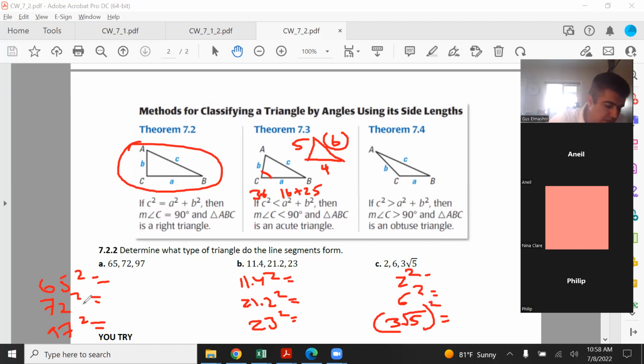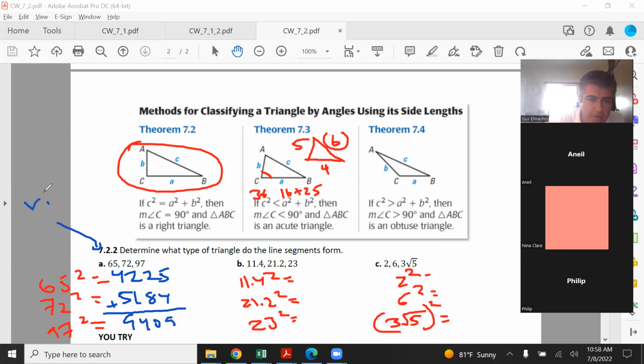Okay, so 65 squared, what do we got there? 42.25. 72 squared, what do we got? 51.84. 97 squared, what do we got? 94.09. Do those add up? And you know what? I think they do. So that's a right triangle.